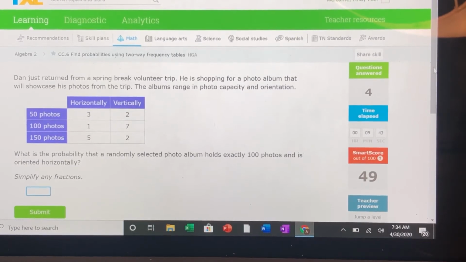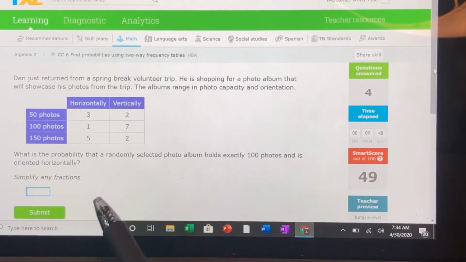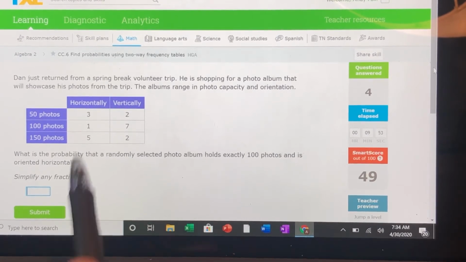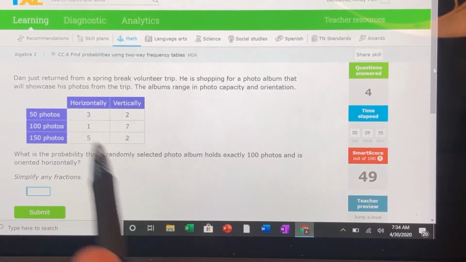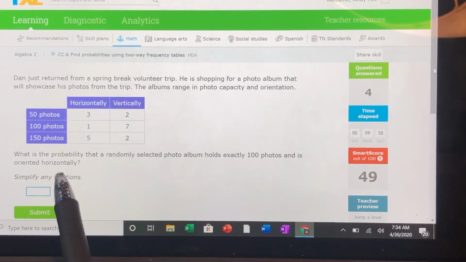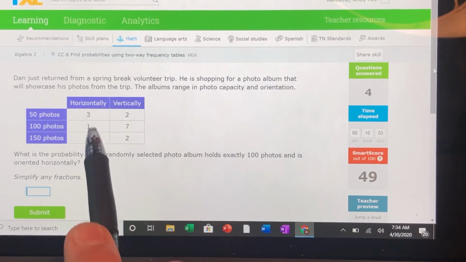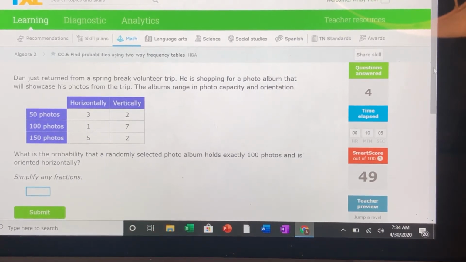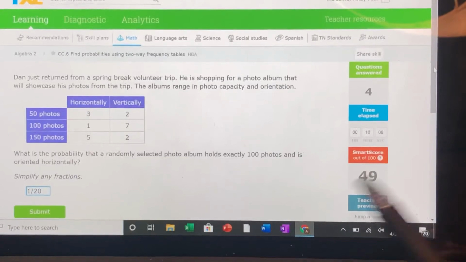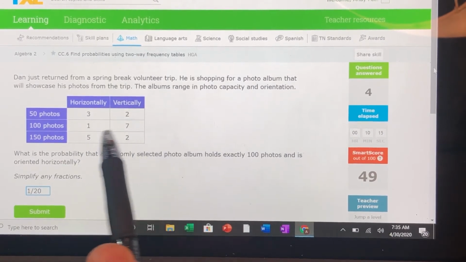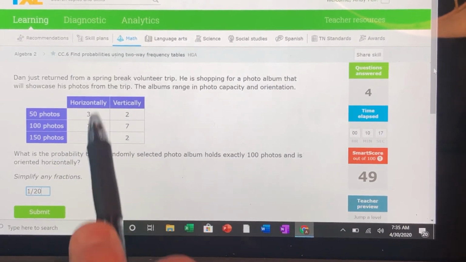I'm sure not all the problems have 20 in the sample space, but we've been on a roll here lately with the number 20. So let's see. What's the probability that a randomly selected photo album holds exactly 100 photos? So we're definitely in this row. It's got to be 1 or 7. And is oriented horizontally. Horizontally is this row. So the only one that has 100 and is horizontal is 1. So that's 1 out of 20. Again, the key word here is and. If it would have said or, well, then we would have included everything in the 100 row and everything in the horizontal row.